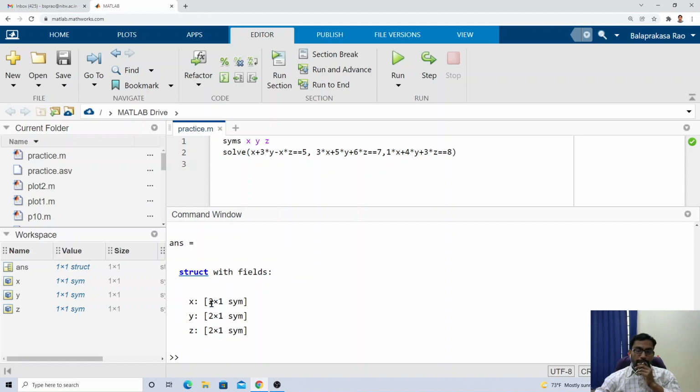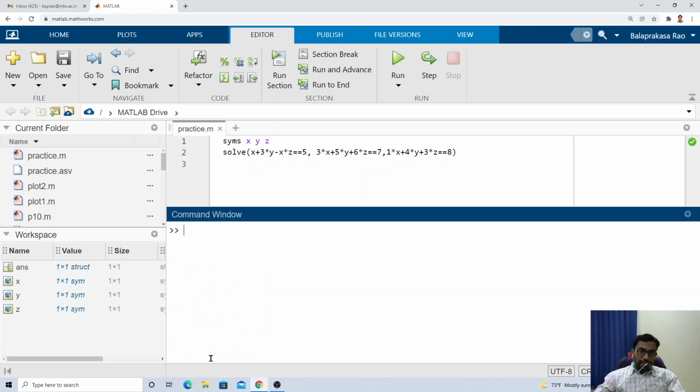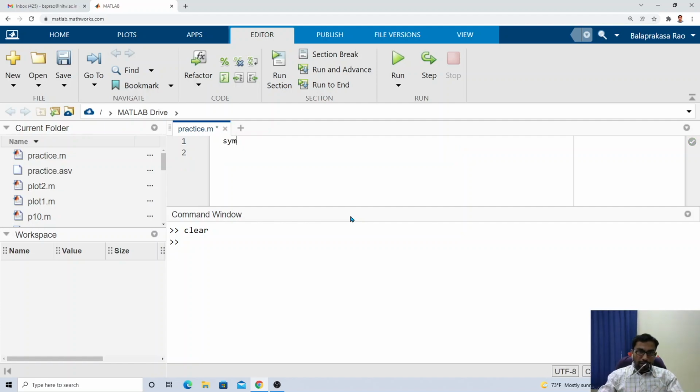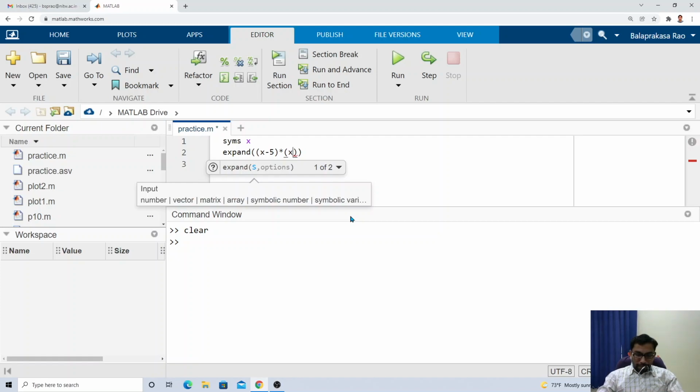So this way we can solve a single algebraic equation, system of equations, system of linear equations, all these things in Matlab. Similarly, Matlab supports various other functions such as expanding a symbolic equation, factoring a symbolic equation, and simplifying a symbolic equation. Now let us define a symbolic variable named x, and you want to expand x minus 5 times x plus 9.